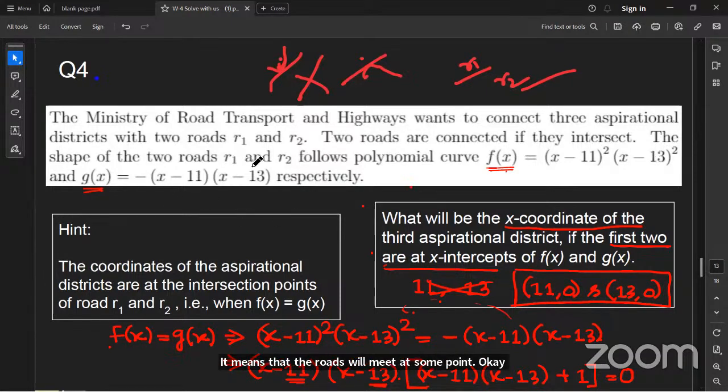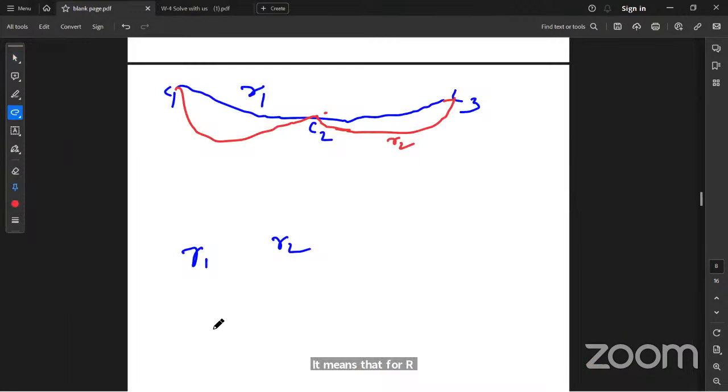The shape of the roads R1 and R2 follows the polynomial curves f(x) = (x − 11)²(x − 13)² and g(x) = (x − 11)(x − 13) respectively. Here you have the graph of the roads as well, f(x) and g(x). It means that for R1 your road looks like this graph, and for R2 your road looks like this graph.